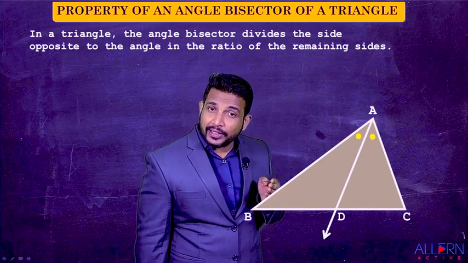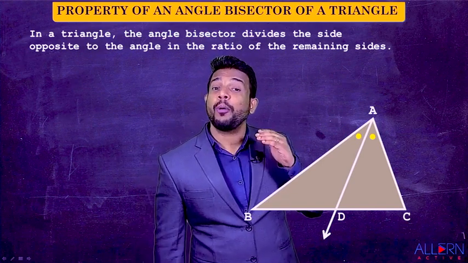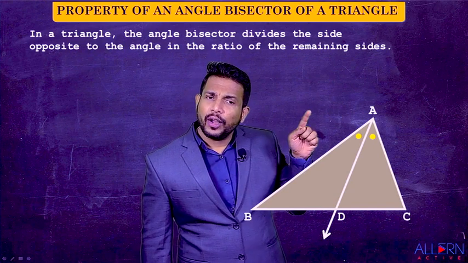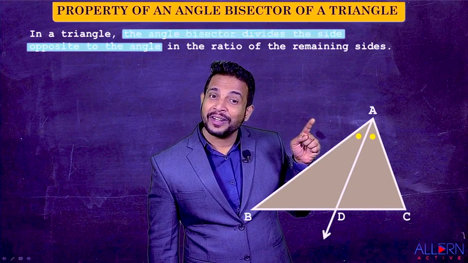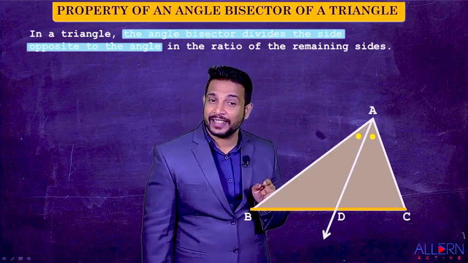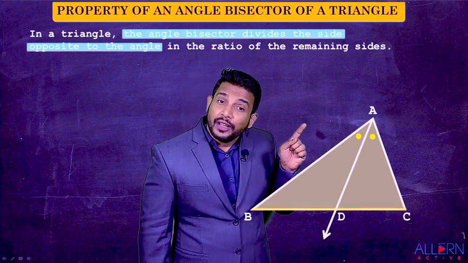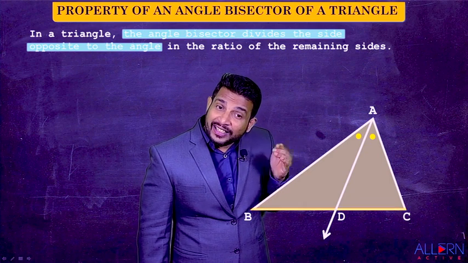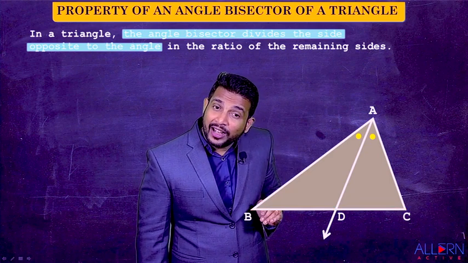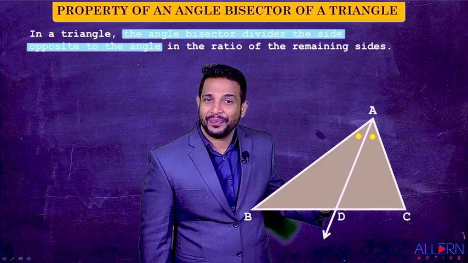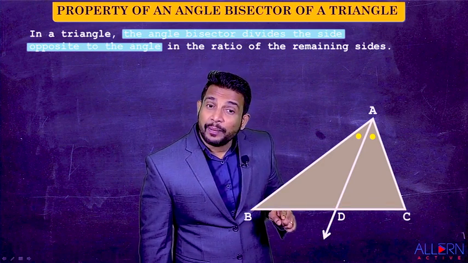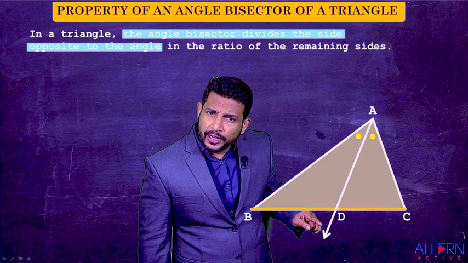The angle bisector divides the side opposite to the angle. Now, what is the side opposite to angle A? Angle A, the opposite side is nothing but BC. So what it says in the statement is the angle bisector divides the side opposite to the angle. That means we are talking about BC. Yes, it is dividing this side, right? In the ratio of the remaining sides. That means it is dividing this in a ratio.